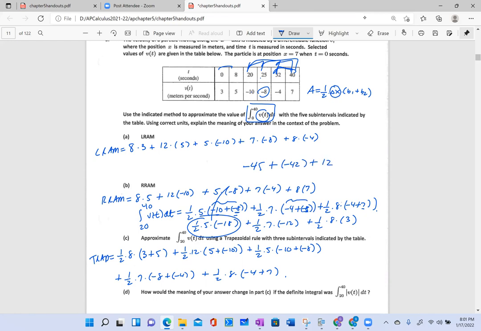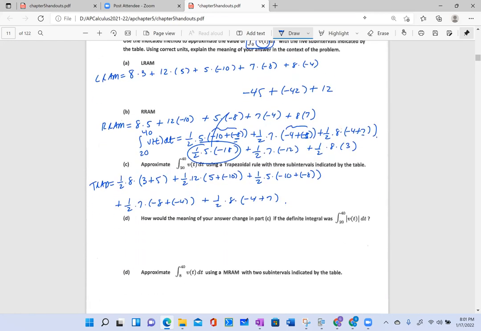Okay. Now, what if we came along and we wanted the value of this definite integral, where it's the absolute value of v of t dt?